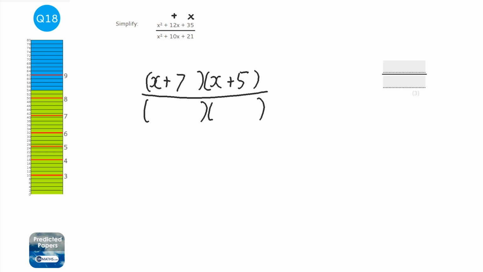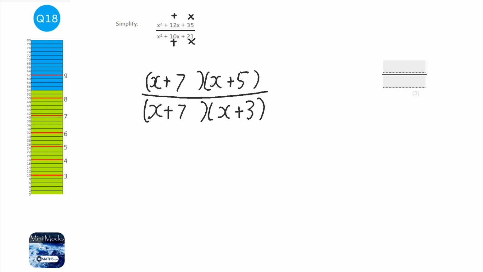Now, a little bit of a cheat here. I know one of them will be the same. So either one of them is going to be x plus 7 or one of them is going to be x plus 5. So I need 2 numbers to add together to make the 10x and times together to make 21. Well, I know that 5 doesn't go into 21, but I know 7 does. So x plus 7 and x plus, well, to make the 21 and the 10 it needs to be 3.